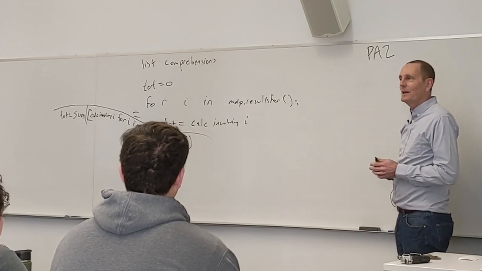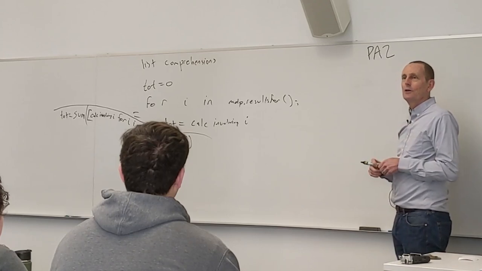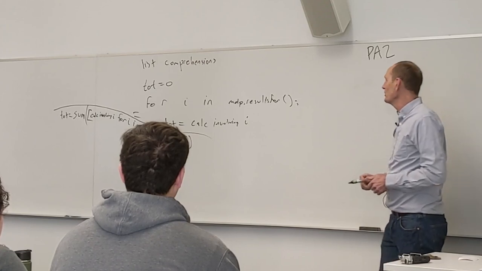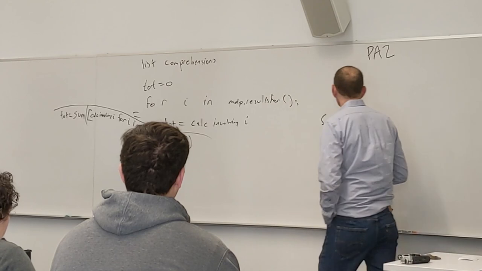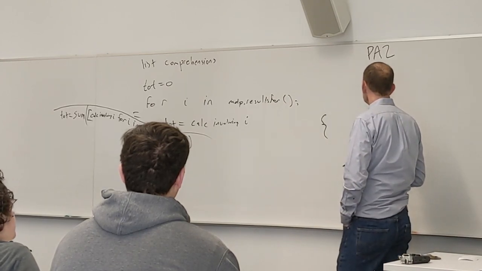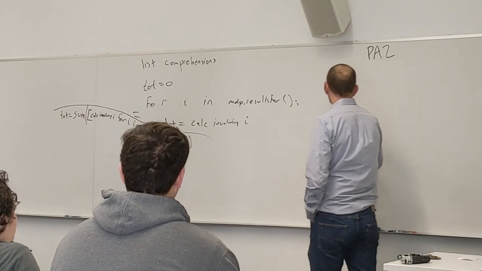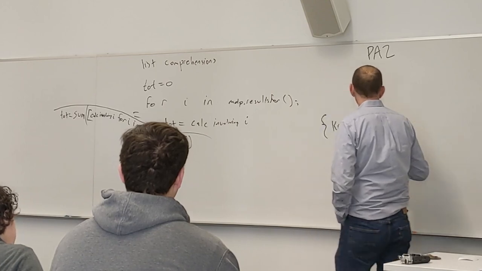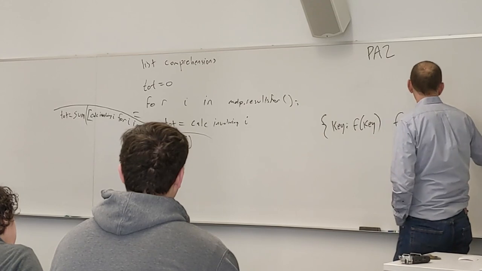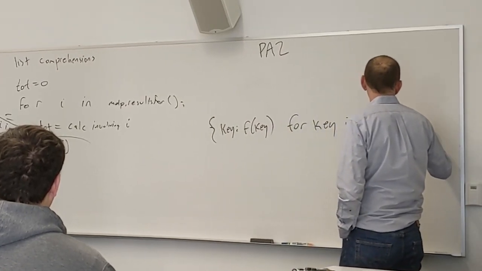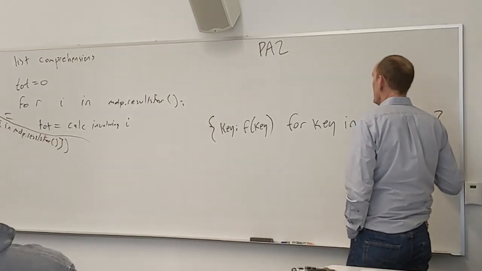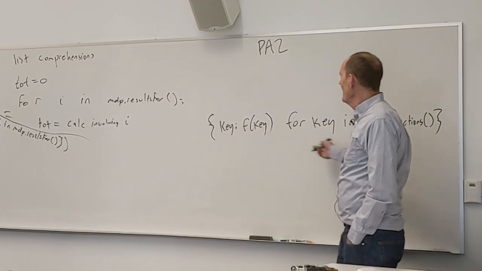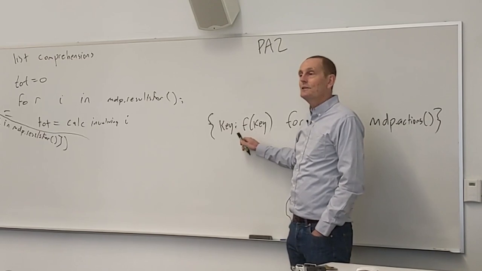So that's one. But a second one, which I think is somewhat less well-known, used by many of you but certainly not by all of you, is dict comprehensions, or dictionary comprehensions. Those are really pretty cool. Something like key, comma, f of key, some calculation, for key in, let's say, mdp.actions. The only real difference is you're using a curly brace instead of square brackets, and you have not just a value here, you have a key and a value.